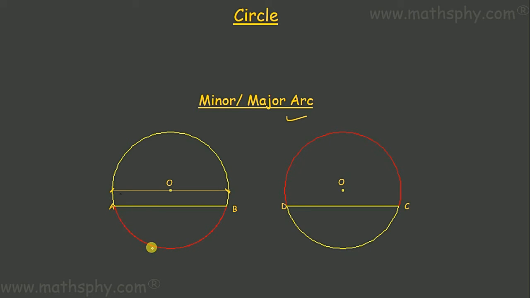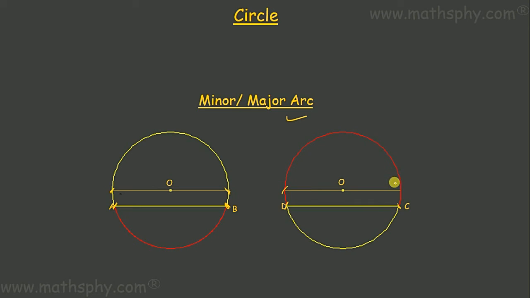Look at this red arc here, which starts from this point and goes till this point. The length of this arc is obviously less than the length of this full arc, the arc of the semicircle. So if we have an arc which is smaller than the arc of a semicircle, we call that arc a minor arc. In this circle here, this arc from this end till this end, from this side.